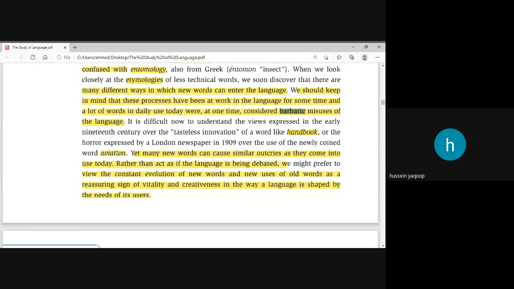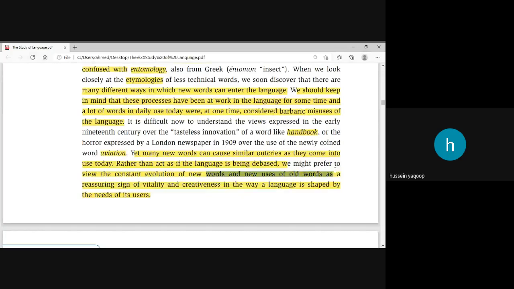So this is in the beginning, but later, with the new discoveries and new technologies, and all this talk about aviation, now we have what? A lot of stories and tales about traveling to Mars. Maybe after 20, 30, maybe 50 years from now, in the future, the phrase Mars travels will become very familiar. We may have some agencies as well. So rather than act as if the language is being debased, we might prefer to view the constant evolution of new words and new uses of old words.